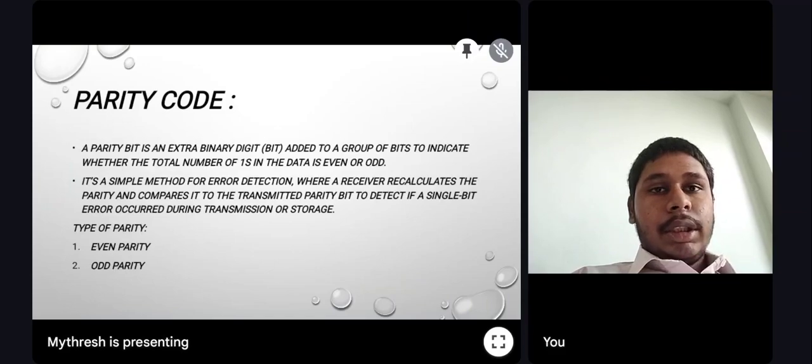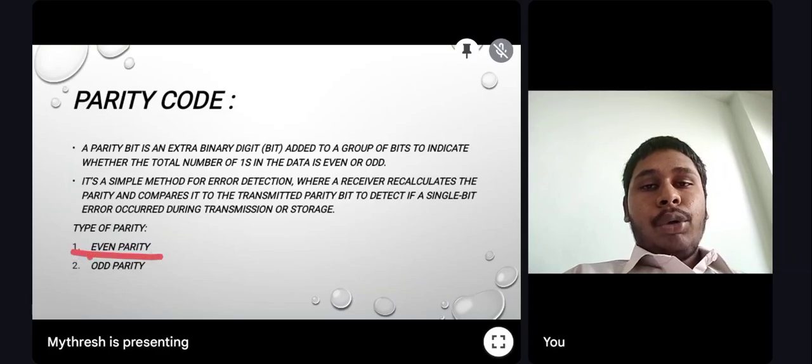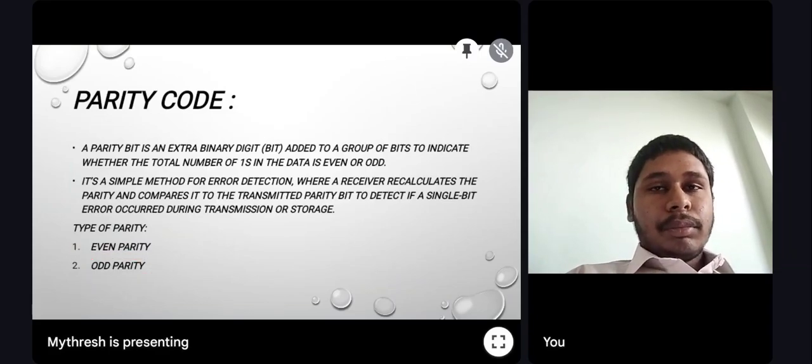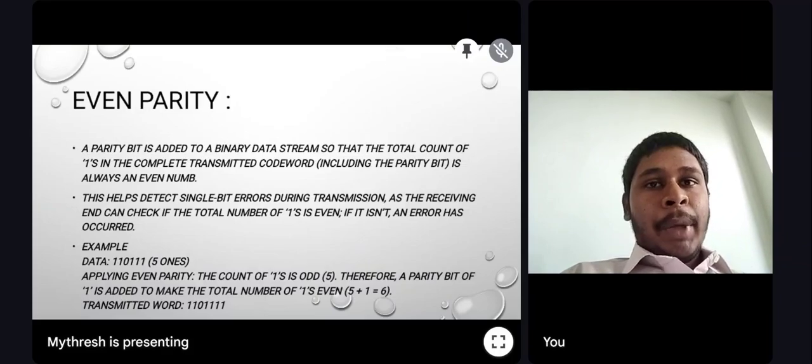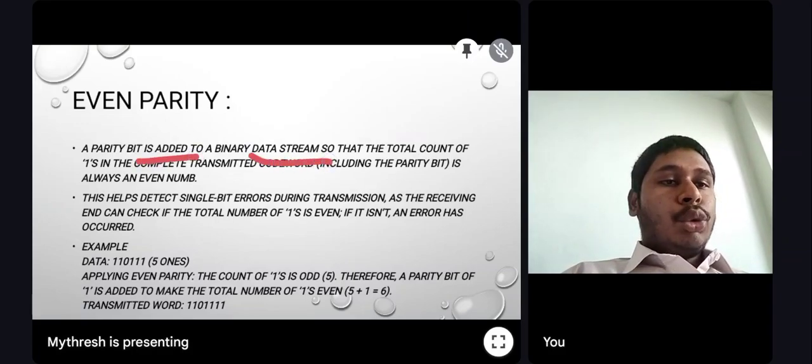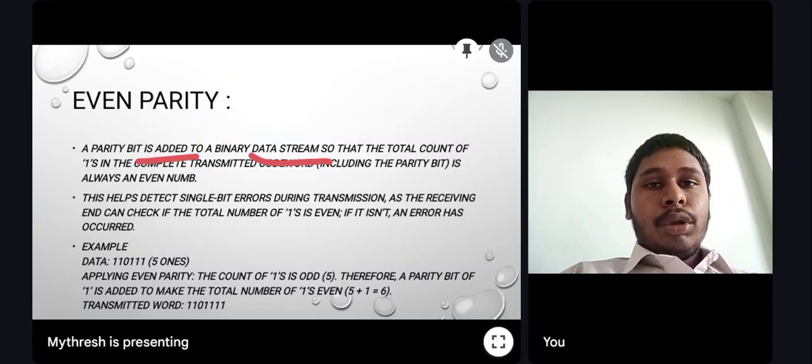So let us see the different kinds of parity codes. We have even parity code and odd parity code. So let us see what is even parity code. A parity bit is added to the binary data stream so that the total count of ones is an even number.